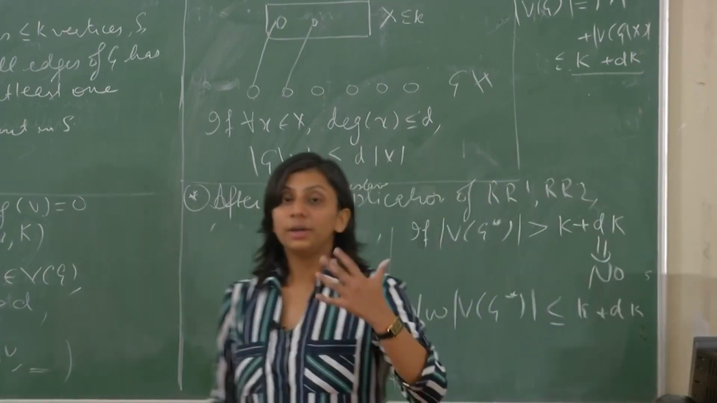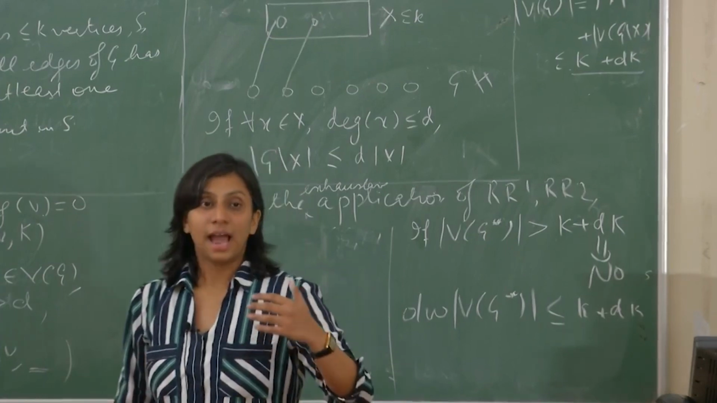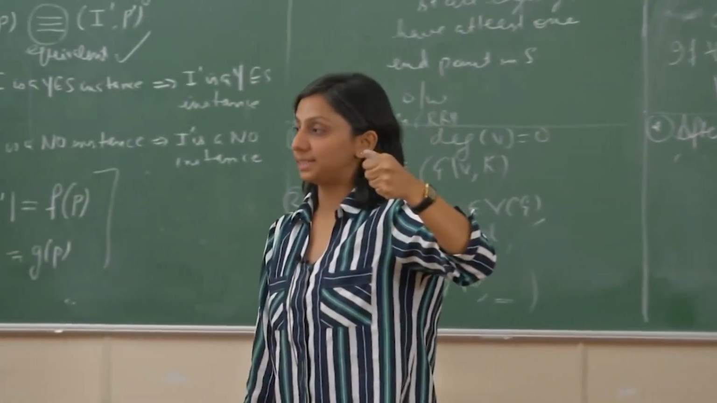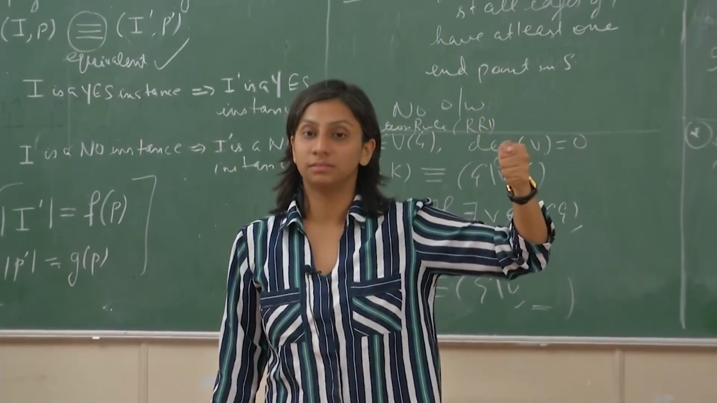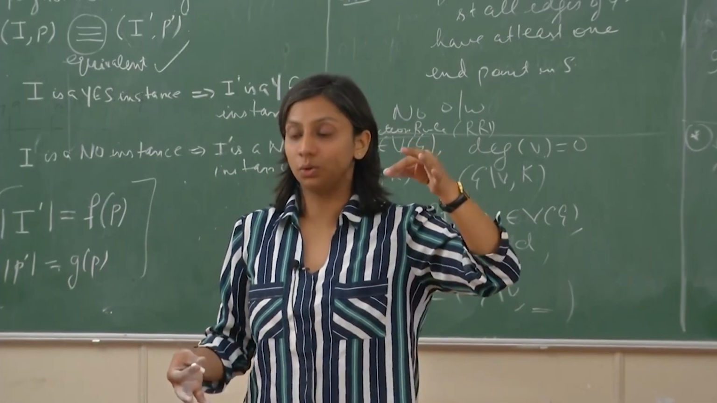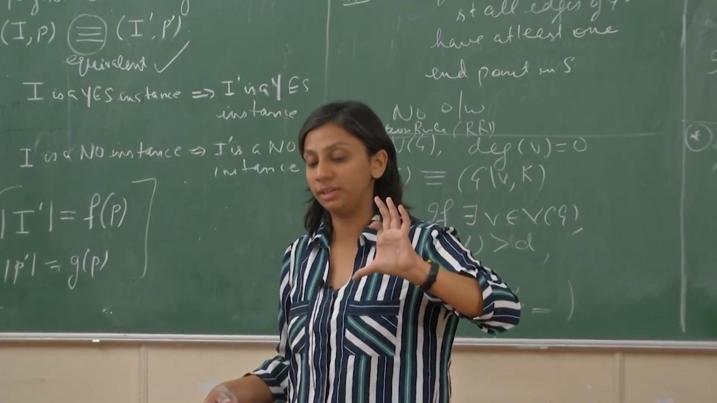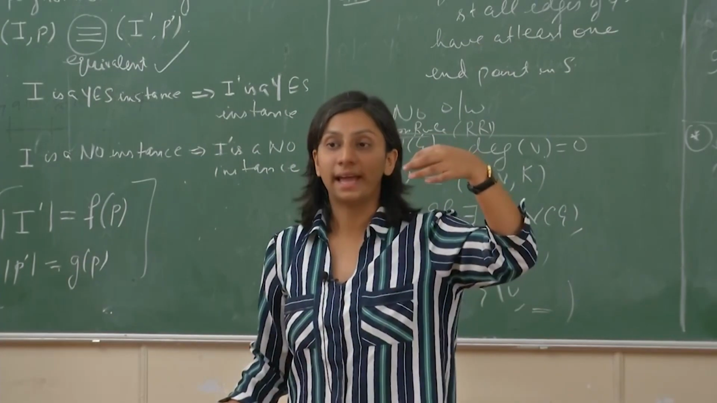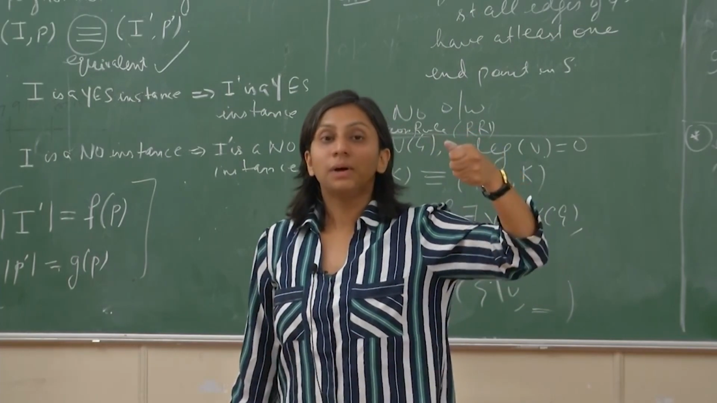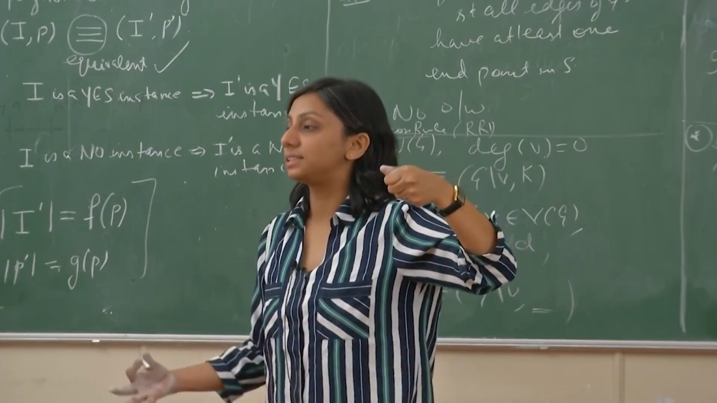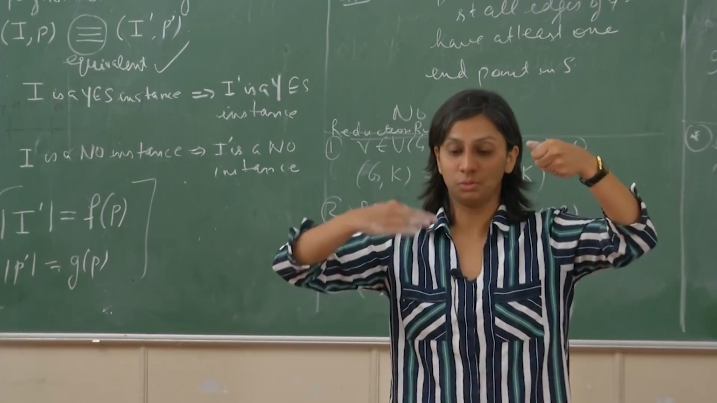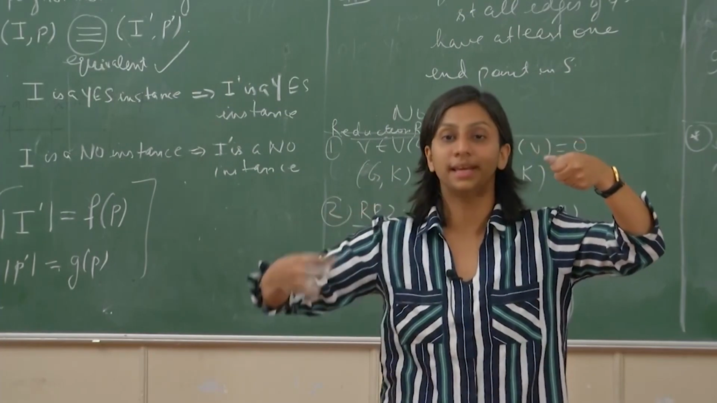See, suppose you have a graph, and the graph had a k-size vertex cover. Look at any vertex. How many edges can a vertex cover? A vertex cover covers the edges of the graph, right? Every edge of the graph has to be incident on some vertex of the vertex cover solution. And any vertex cannot cover more than its degree many edges, right?